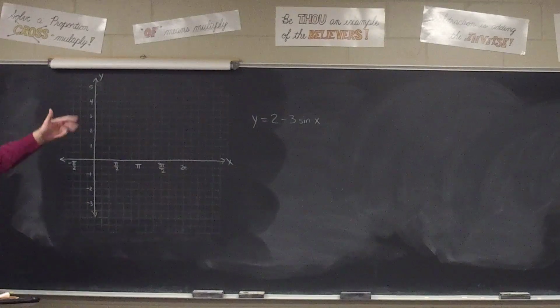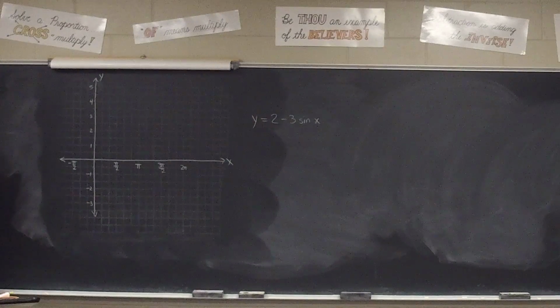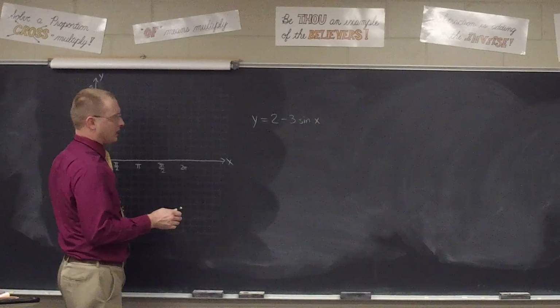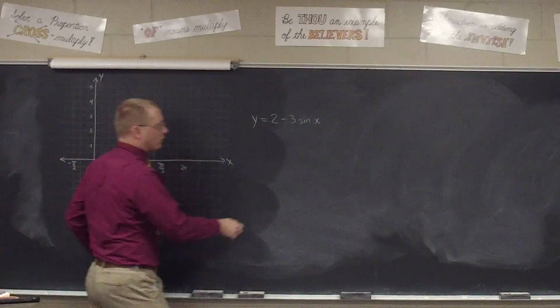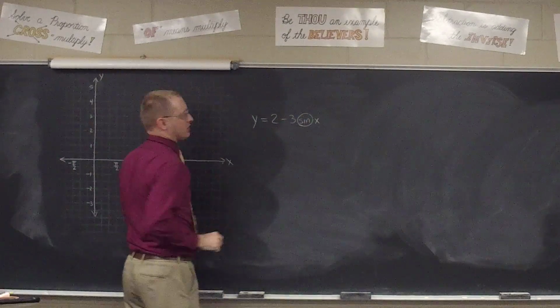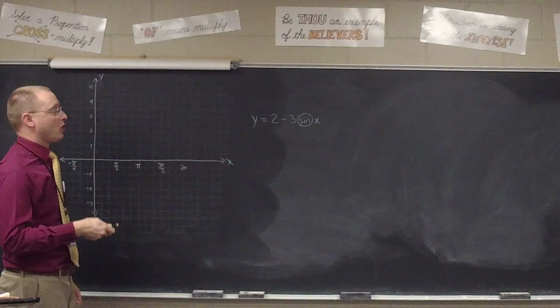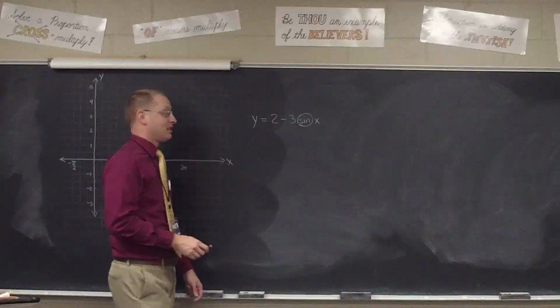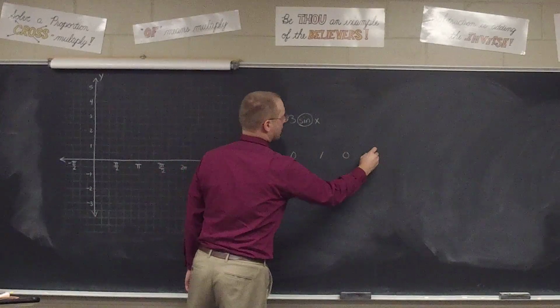All right, so we're given an equation here, y is equal to 2 minus 3 times the sine of x. And with this, remember, the first thing I said we want to look at is the basic shape. What trig ratio are we given? What trig function? Here it's sine, and sine's key points: 0, 1, 0, -1, 0.